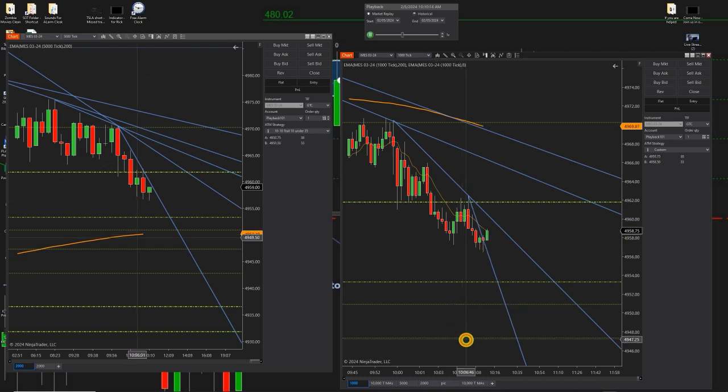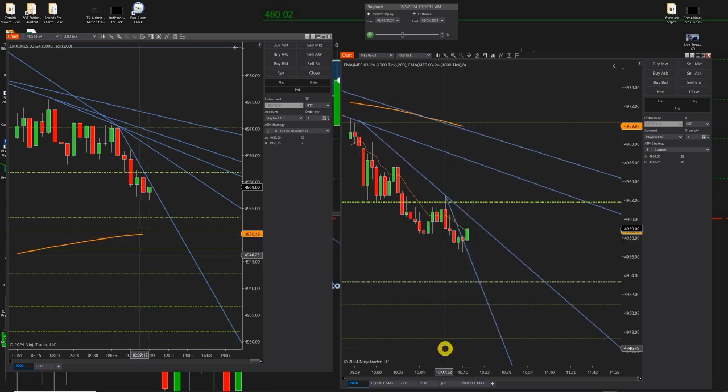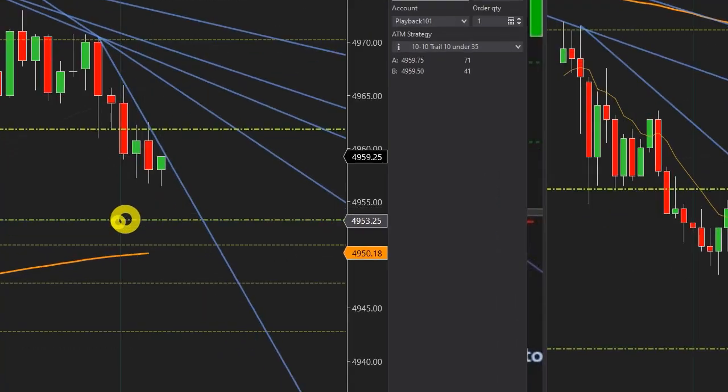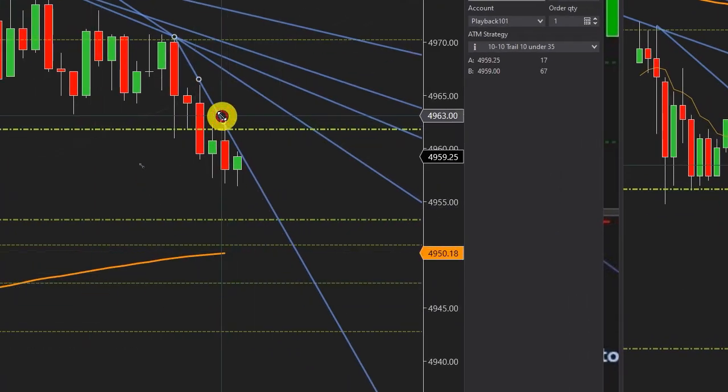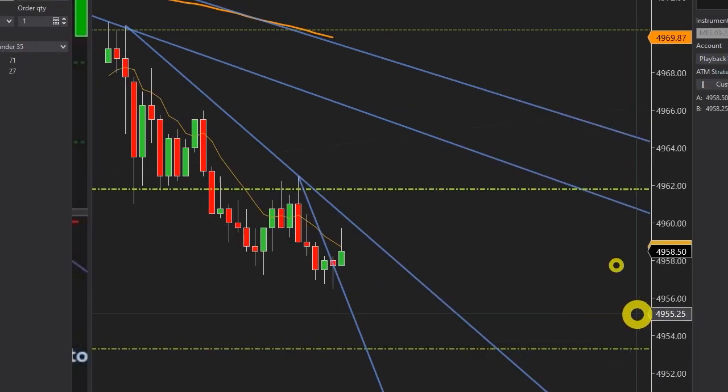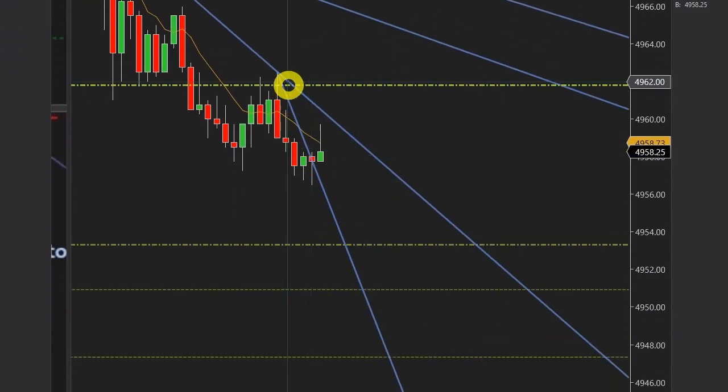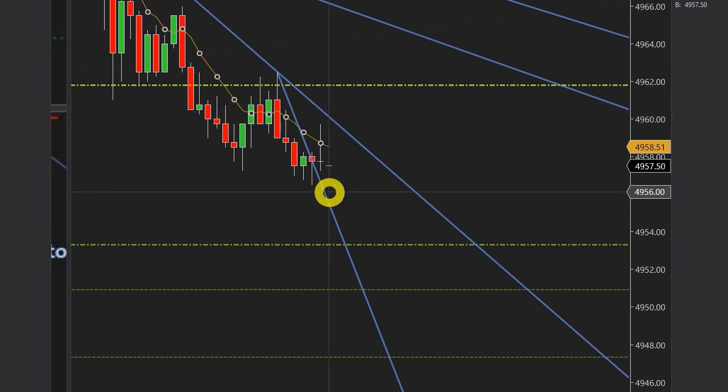Okay, we see a little trend line break here. Let's see what happens. It doesn't look that good on the 2000 tick chart because there's just that trend line in the way right there. So if it starts to break right here, you got that other trend line in the way. I mean, it's got to at least close over the 8 EMA.